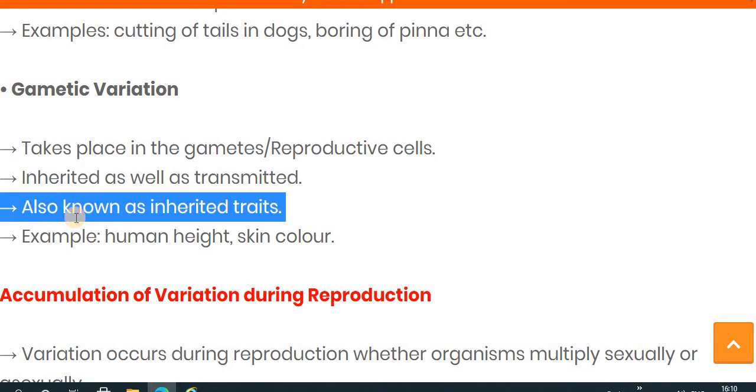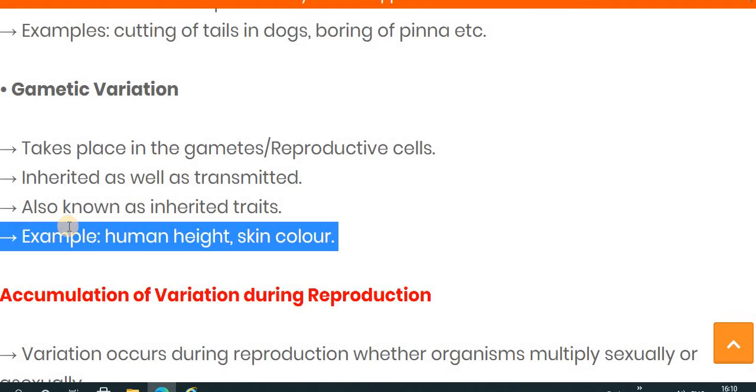It is also known as inherited traits. As I told you, it is passed from one generation to another, that's why it is also known as an inheritance trait. For example of gametic variation, human height and skin color all come under gametic variation.